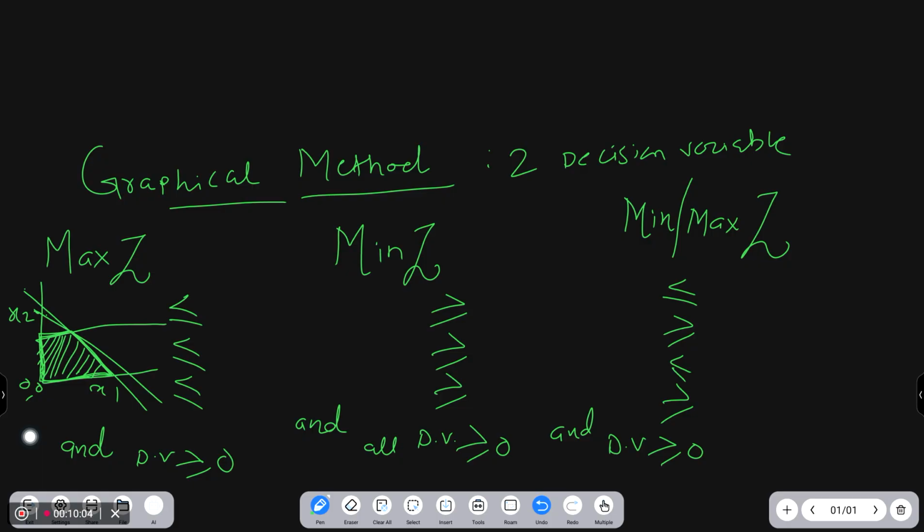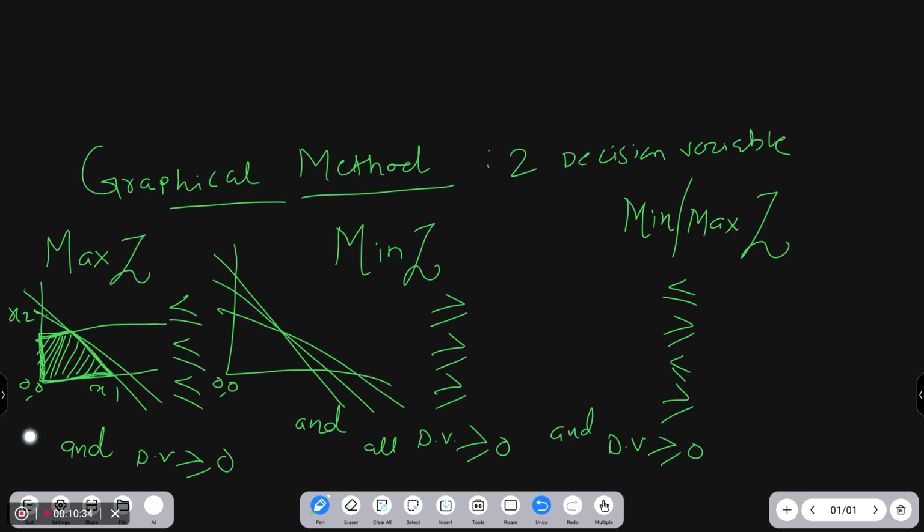In the second one, if my objective function is of minimization type, then all the constraints should be greater than type. In this case, what will happen here? Suppose this is my first equation, this is my second equation, and for example, this one is the third one, right? Where is my origin? This is my origin, right? 0, 0.